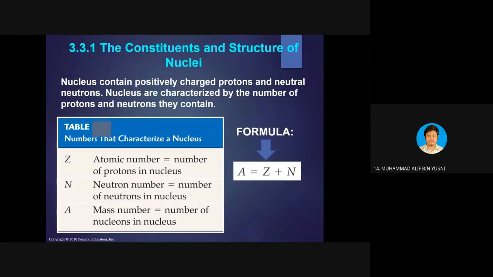So what is the mass number? The number of nucleons in the nucleus. It follows this formula: A equals Z plus N, meaning that mass number equals atomic number plus neutron number.